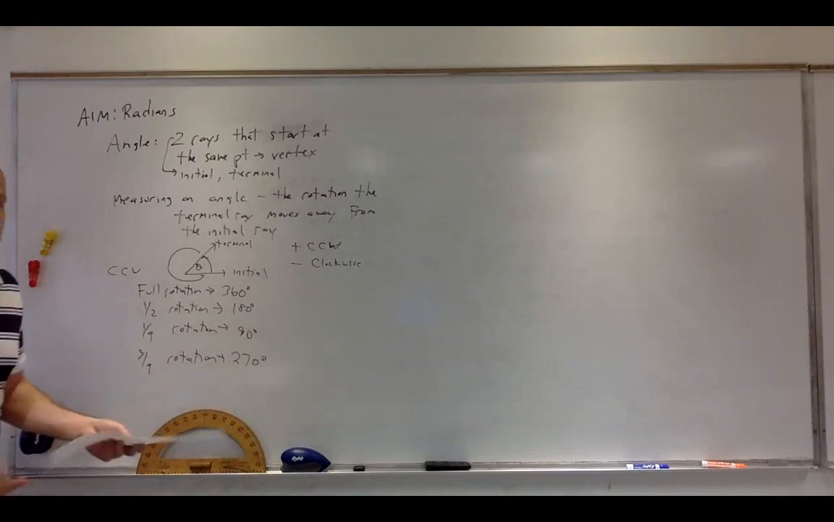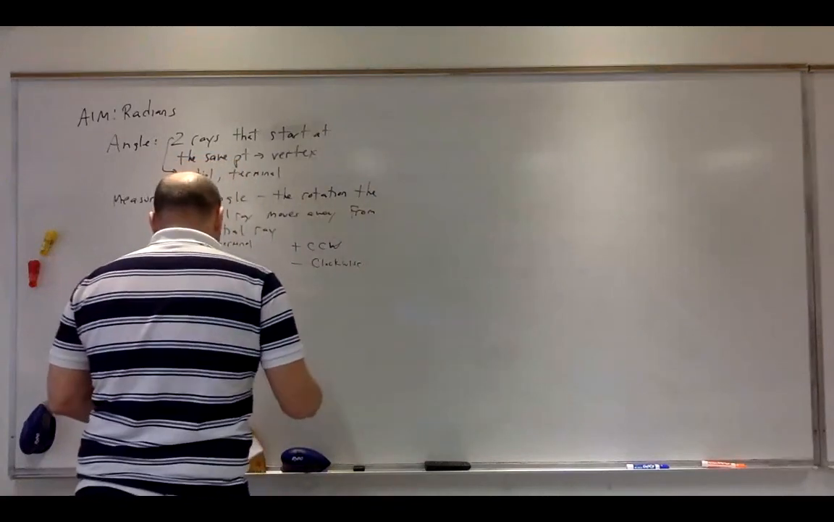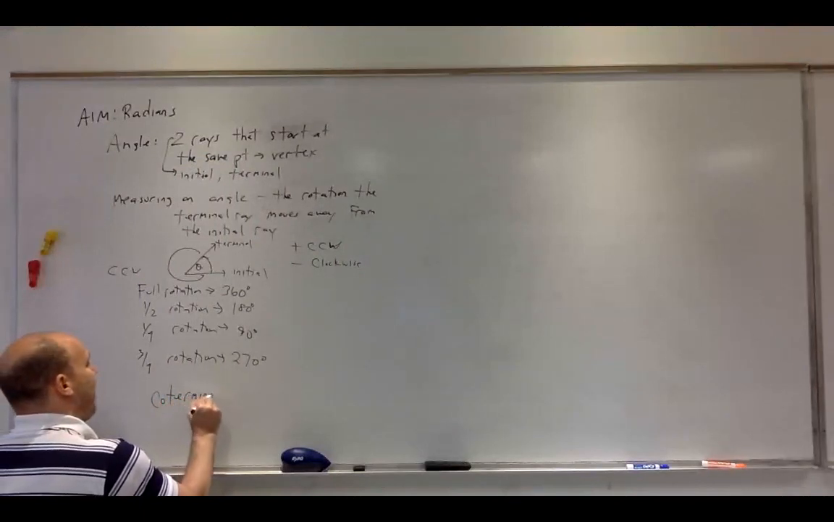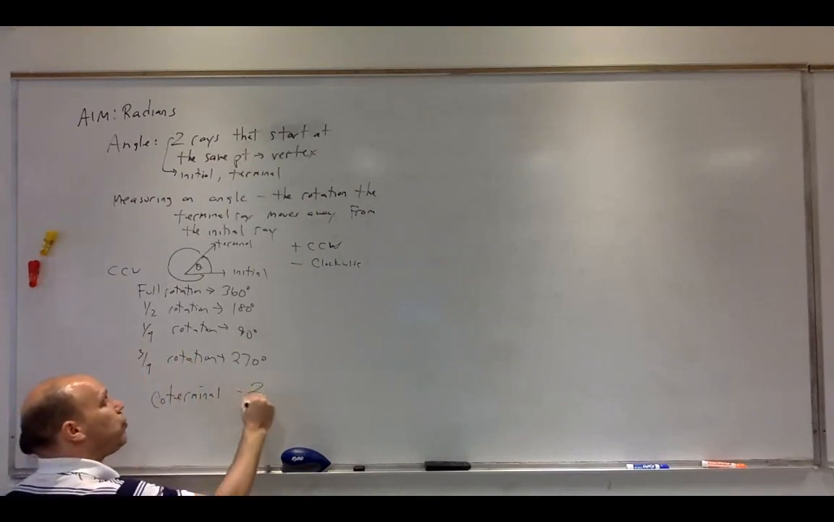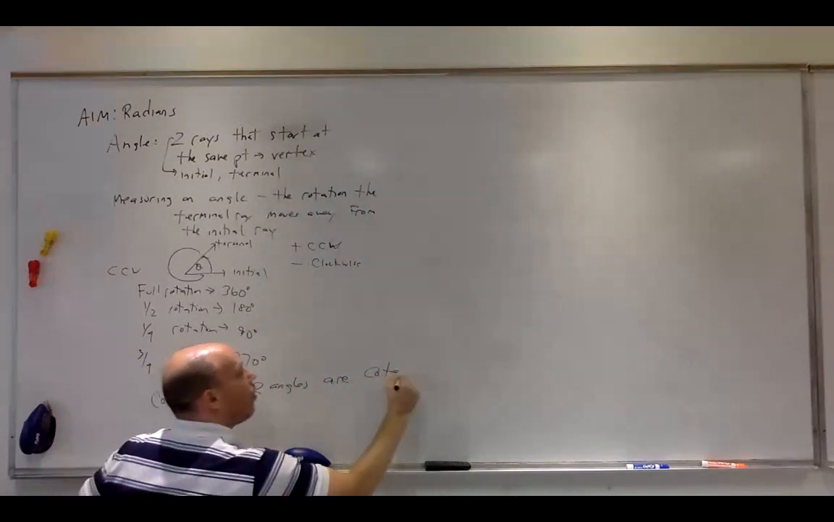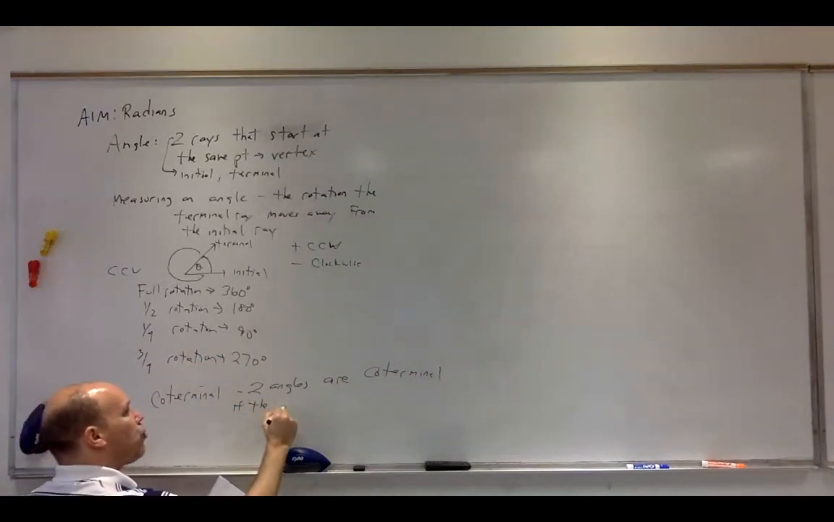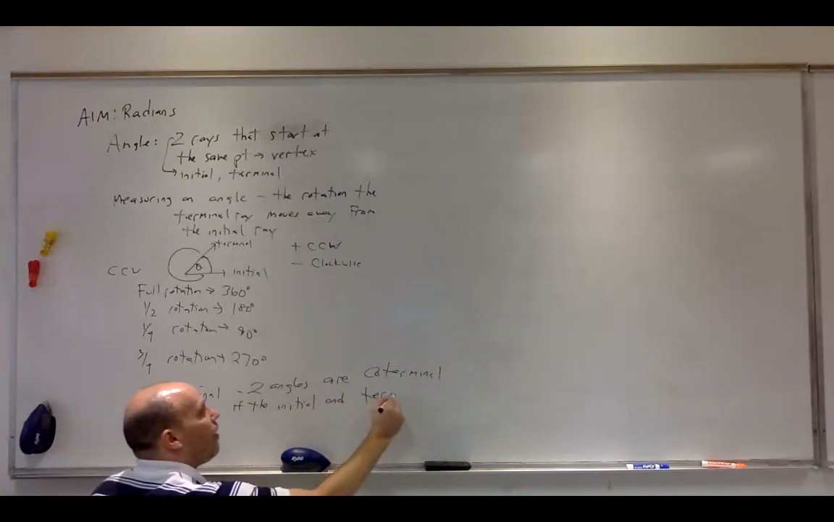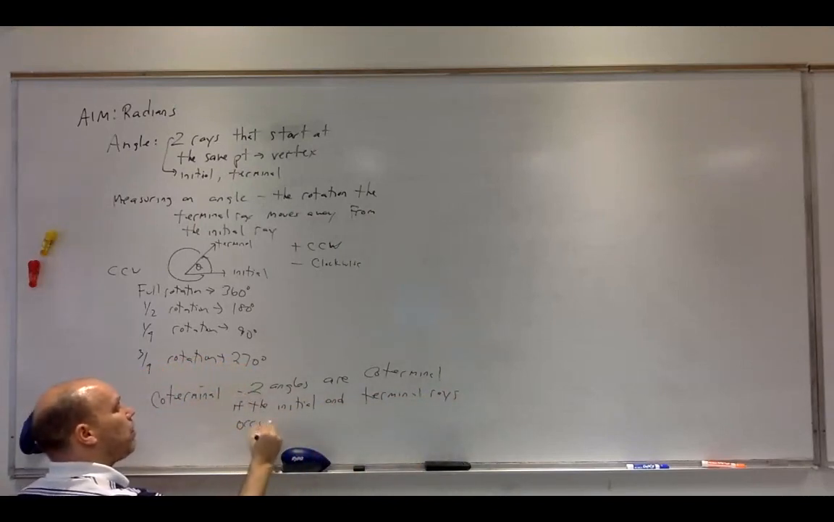Okay. Another term you might have used in the past is the word coterminal. Two angles are coterminal if the initial and terminal ray occupy the same space.